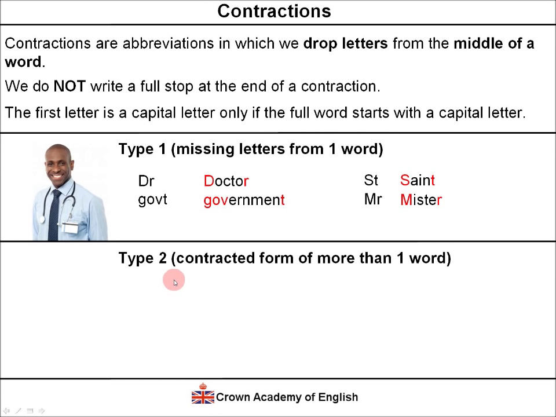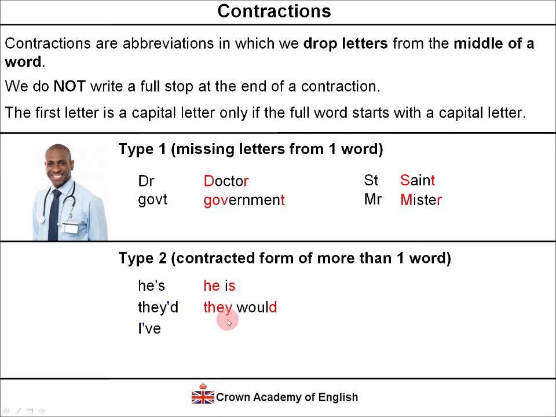And the second type of contraction, this is the contracted form of more than one word. And these are very common in English, and I'm sure you already know them. So here are a few examples. So we have joined together two words. So we have a contracted form from more than one word. The original form has two words, he is, and we have dropped the letter I, and then we have joined these two words together.